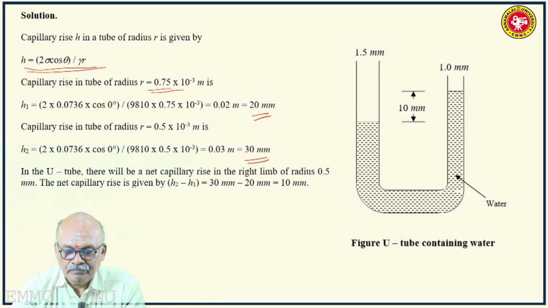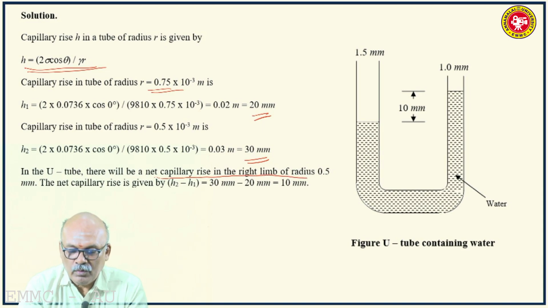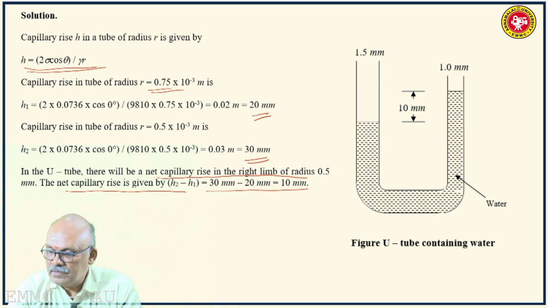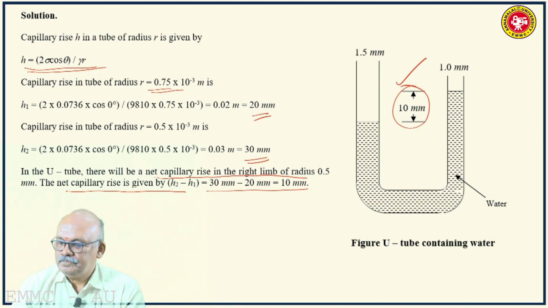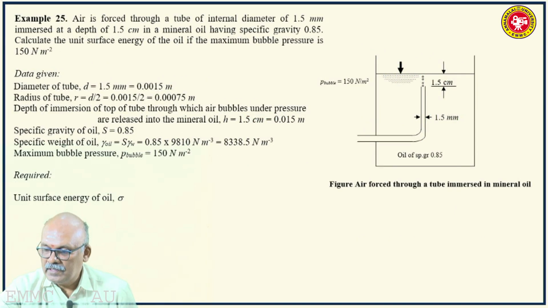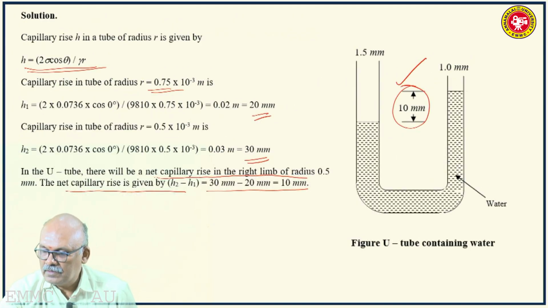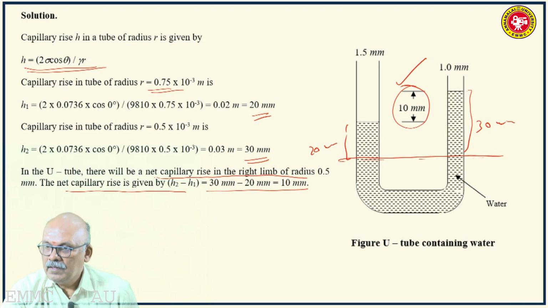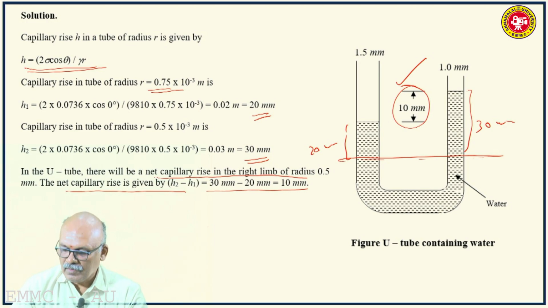So therefore, in the U tube there will be a net capillary rise in the right limb of radius 0.5 millimeter. The net capillary rise is given by h2 minus h1, that is 30 millimeters minus 20 millimeters, that is 10 millimeters. This is the required result, 10 millimeters. So here you get 30 millimeters, here you get 20 millimeters, say from some reference like this, and the difference is 30 minus 20, 10 millimeters. Okay.